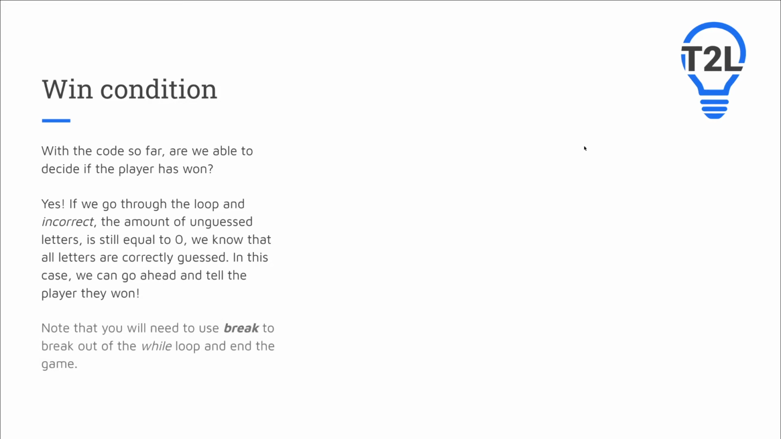Note that since we're using a while true loop, you just want to use the break keyword. You can think of this as stepping on a car brake. It just takes it to a halt, and then you're done with the loop. Let's try and write that out and think of how you would write it. You just want to check, is incorrect equals 0? If so, print something like you won, and then just break. And I'll give you a few minutes.